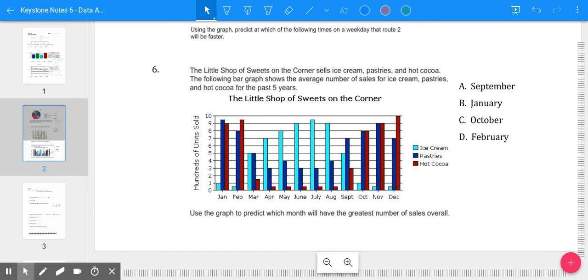And then lastly here, we're asked to use the bar graph to predict which month will have the greatest number of sales overall. So you really just, for each month, can add an approximation of each. And the correct answer here is actually January, because that one has the highest bars overall.